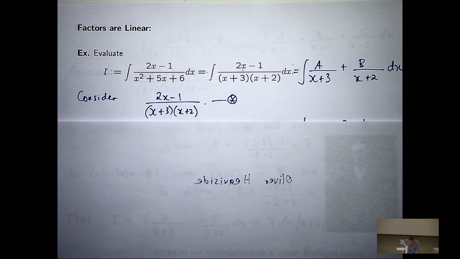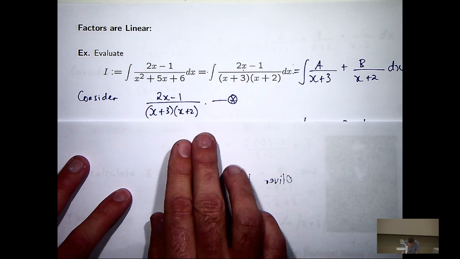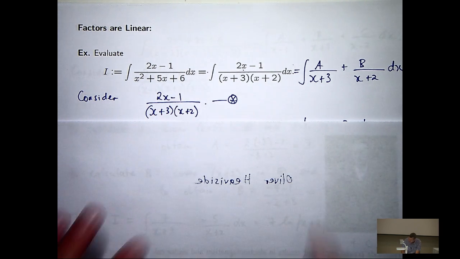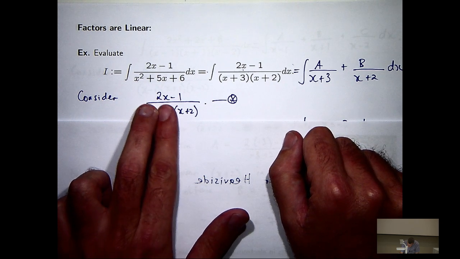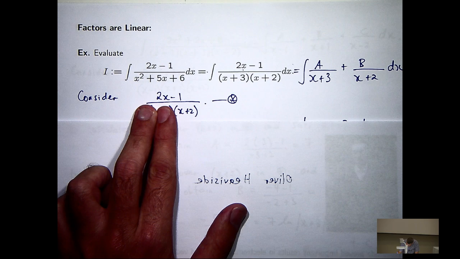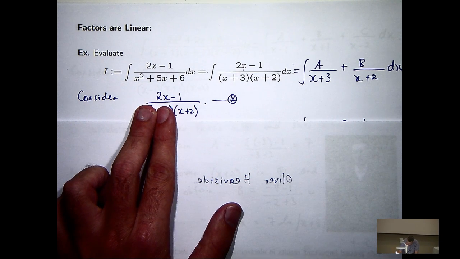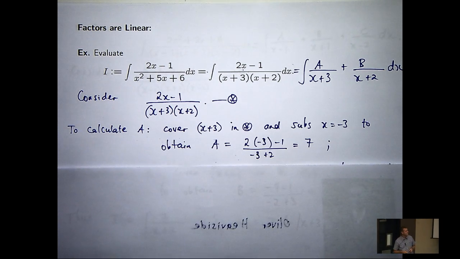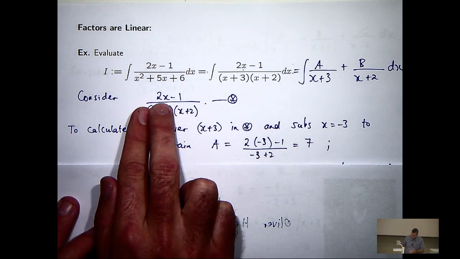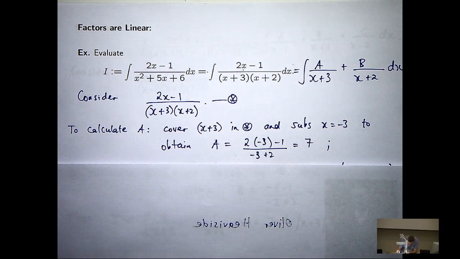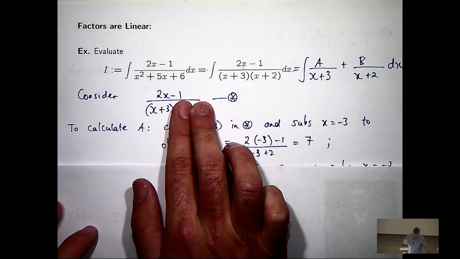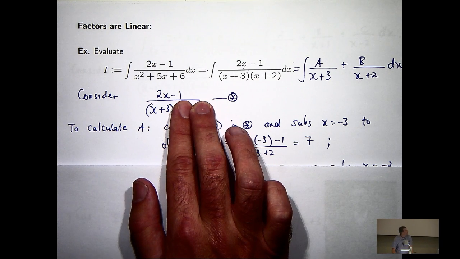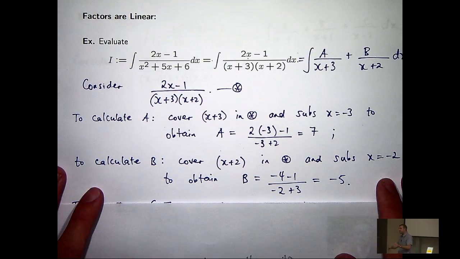The Heaviside method involves looking at the integrand, covering up one of these, and making a suitable substitution. So if we look over here, to find A, it lies above x plus 3. So let's go to our integrand, cover up the bracket containing x plus 3, and substitute in x equals minus 3 to give me A. That's what I did in the next line. That gives me my constant A. To calculate B, I see B lies above x plus 2. Go back here, cover up the bracket containing x plus 2, and substitute in x equals minus 2. That'll give you B equals minus 5.